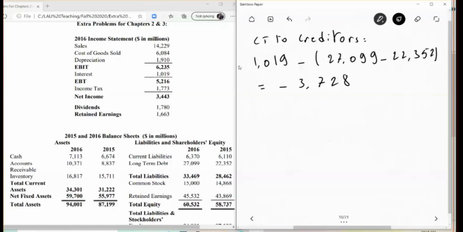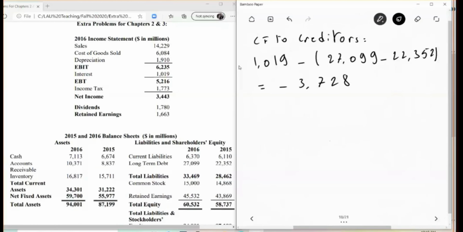3,728. Now, the negative sign here means that creditors paid more in cash to the firm than they have received from that same firm. Creditors did get around $1 billion in interest, but in return, they've paid the firm more than $4 billion in new debt because the firm raised new debt. And this can be seen from the increase in the long-term debt from around $22 billion to around $27 billion.